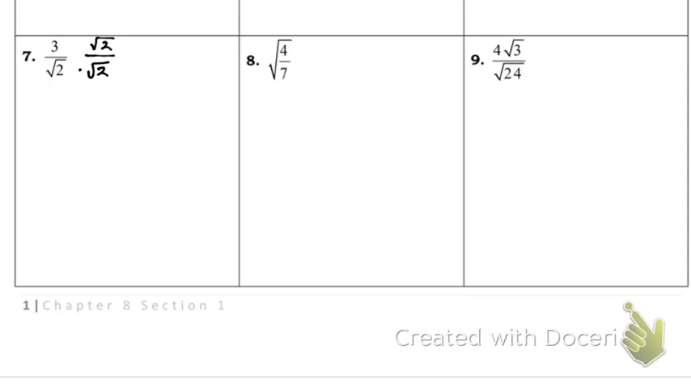Am I okay if I multiply something by 1? Yeah. So I just need to multiply the top and bottom by square root of 2. Which on the top, we're going to have 3 square root of 2 over square root of 2 times square root of 2 is just 2. Then I'm going to ask myself, are there any perfect squares that go into 2? No. We're good. That's our answer. That's fully simplified.